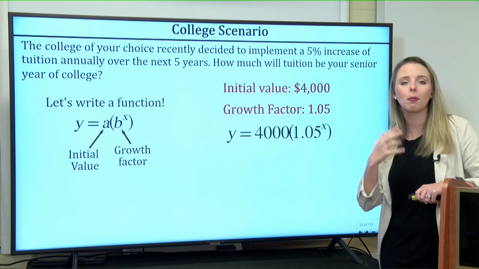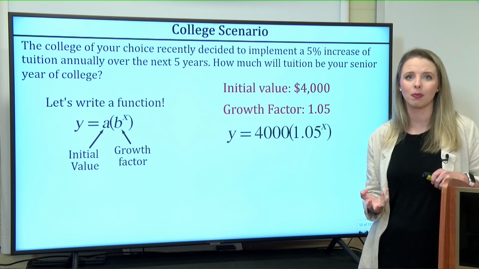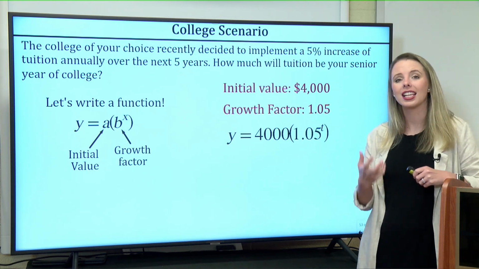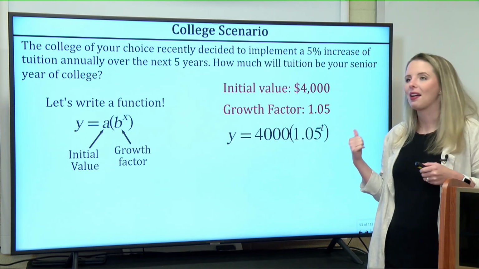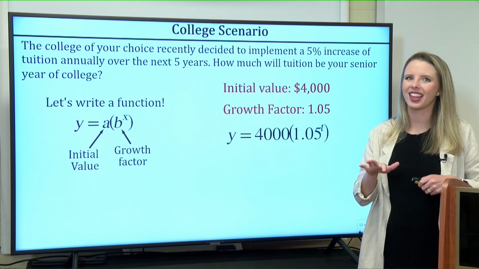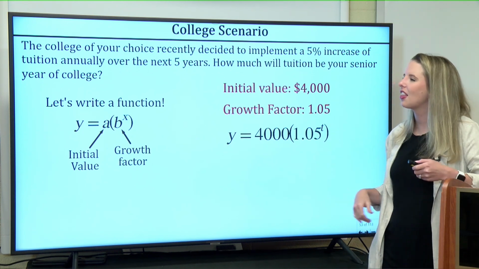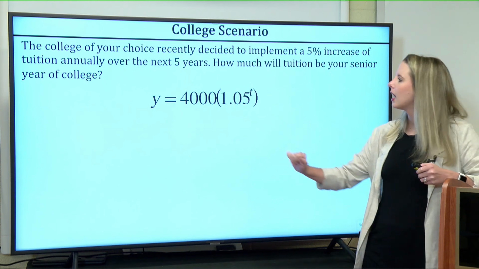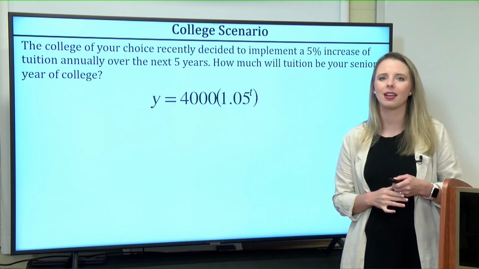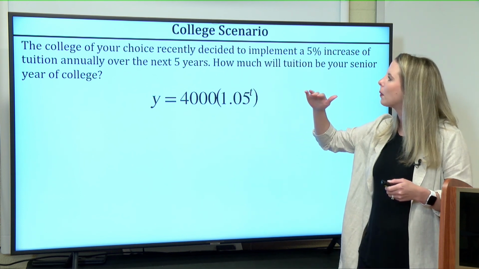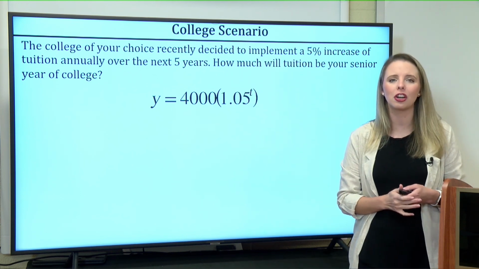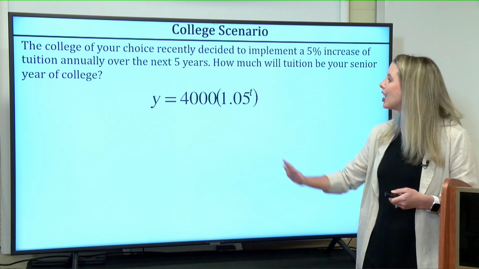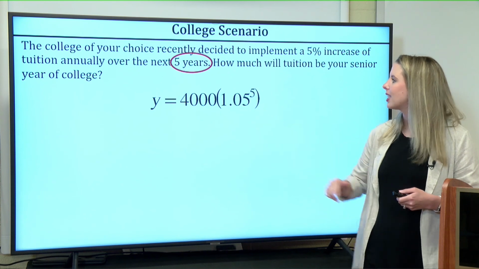X was our number of years, so maybe let's pick a more purposeful variable. Maybe let's pick t for time, and knowing that time is in years. It's important to know your units because 5 seconds and 5 years are 2 totally different things, right? Okay, so we need to know that 5 is years. So here's our function, y equals 4,000 times 1.05 raised to the t. They were wanting to know how much would tuition be your senior year of college, and we determined that your senior year would be the 5th year tuition increase. So we need to plug a 5 in for our t.